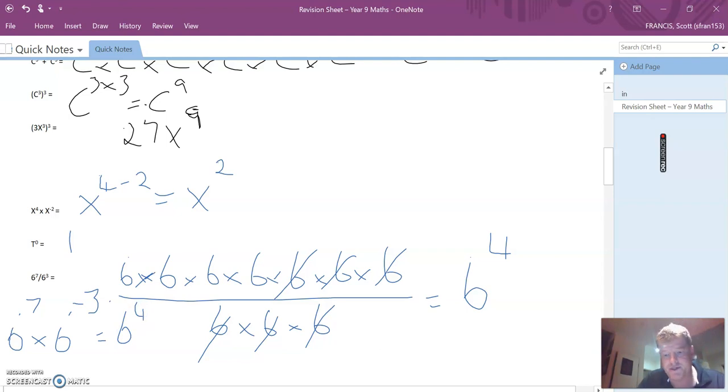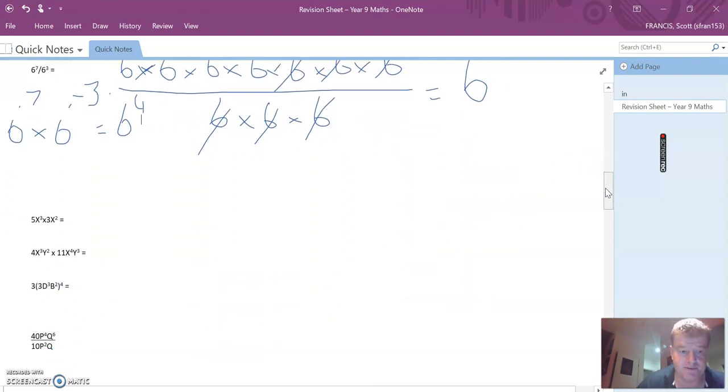We can write it out and work it out. But just remember that rule. If it's down on the bottom, it's negative. So 6 to the negative 3. 6 to the 7 times 6 to the negative 3 equals 6 to the 4. We're just about through our index rules.